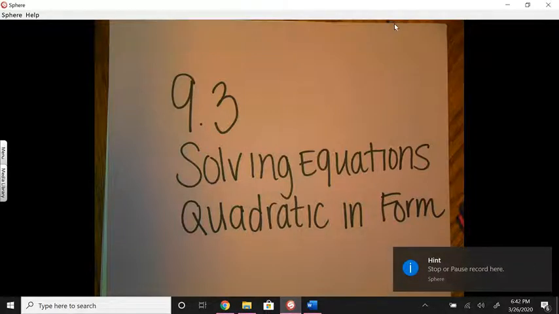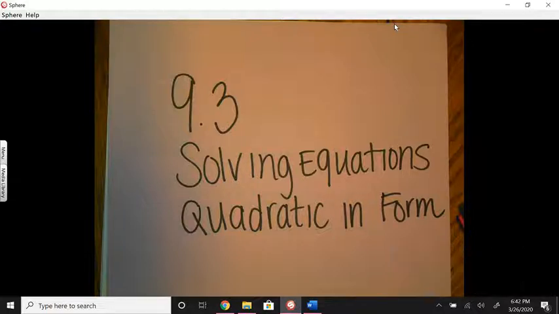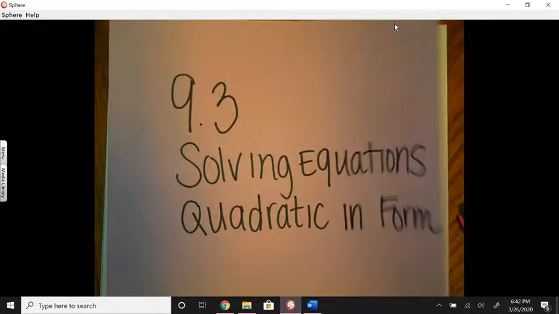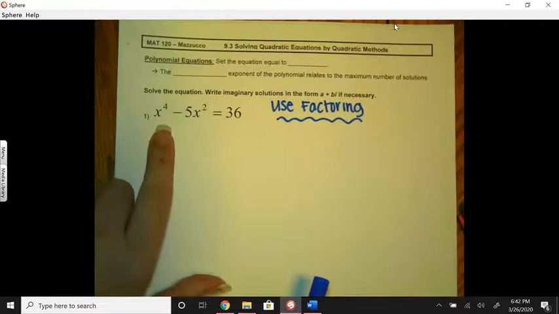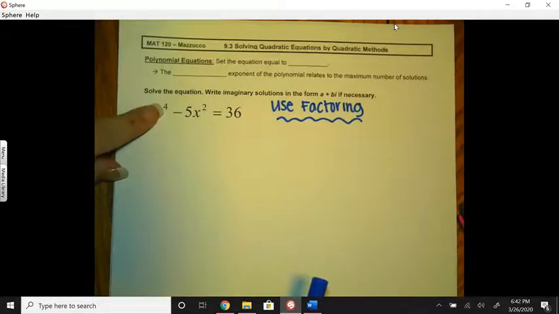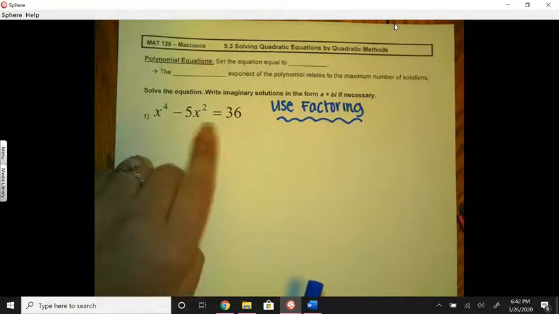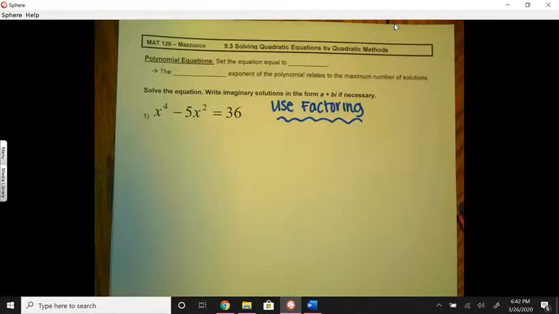This video is going to be on solving equations where we can use quadratic methods to solve them. So if we take a look at example 4, the highest exponent is a 4. So this is not a quadratic equation, but we're going to use similar methods for quadratics to solve this.